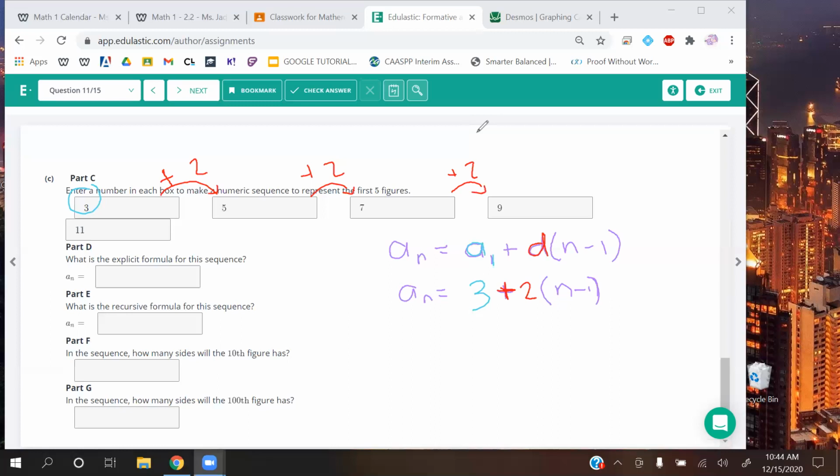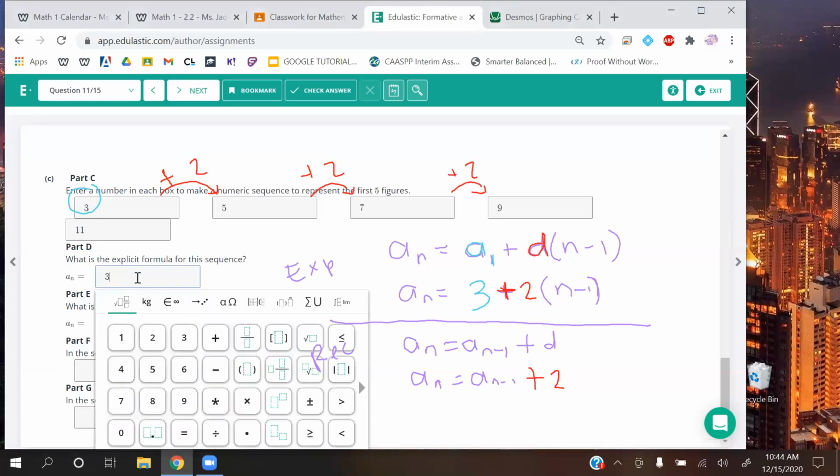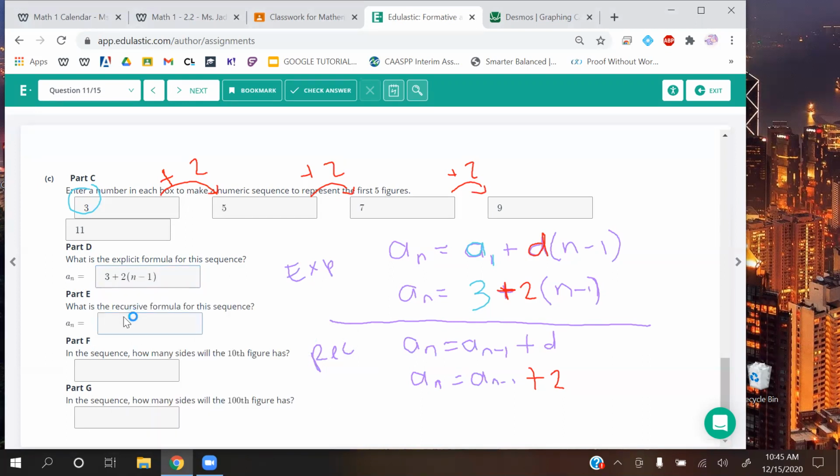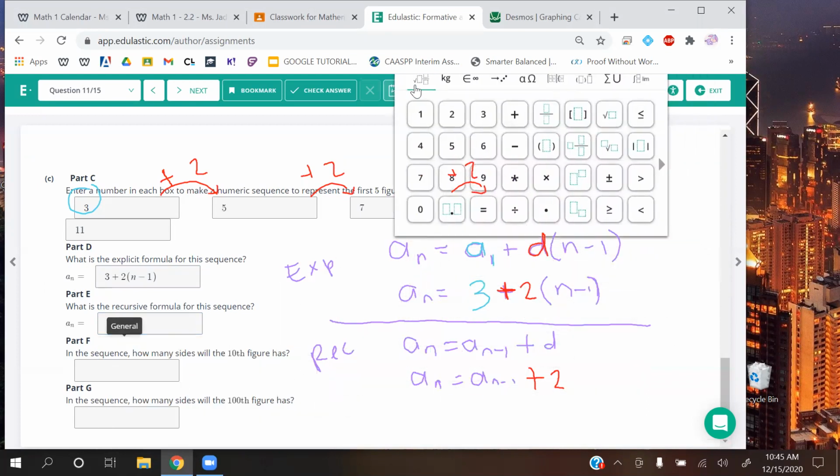I'm going to keep annotating here our recursive formula. So I'll write this as explicit. For the recursive formula, we have a sub n is equal to a sub n minus 1 plus d. So we're just going to write a sub n is equal to a sub n minus 1, and then for the letter d, remember that was just adding 2. So now that I've written both of those out, I'm going to type them in over here. The first one is 3 plus 2 parentheses n minus 1. And then for the recursive, we have a sub n minus 1, and remember that you have to type lower right here, and then plus 2.